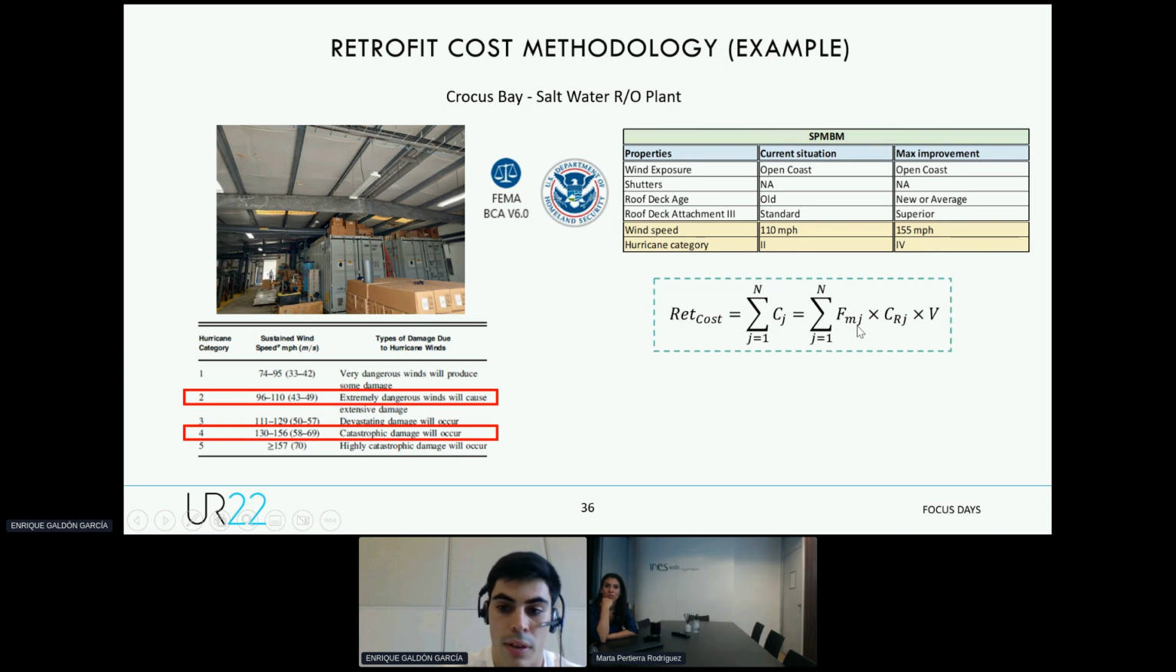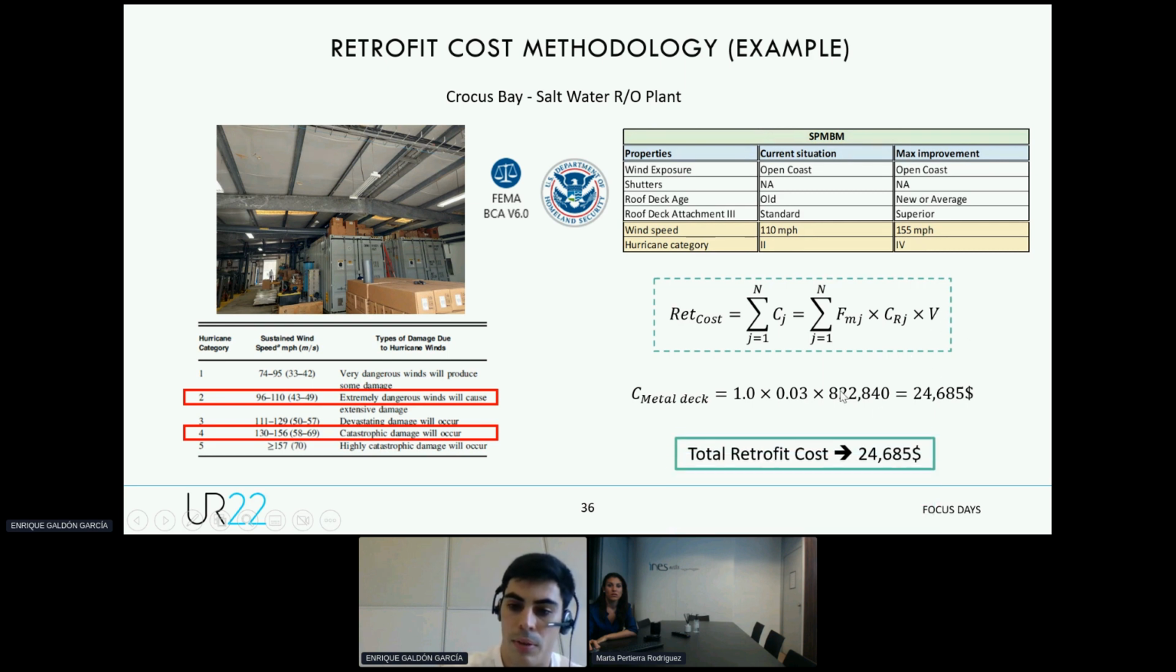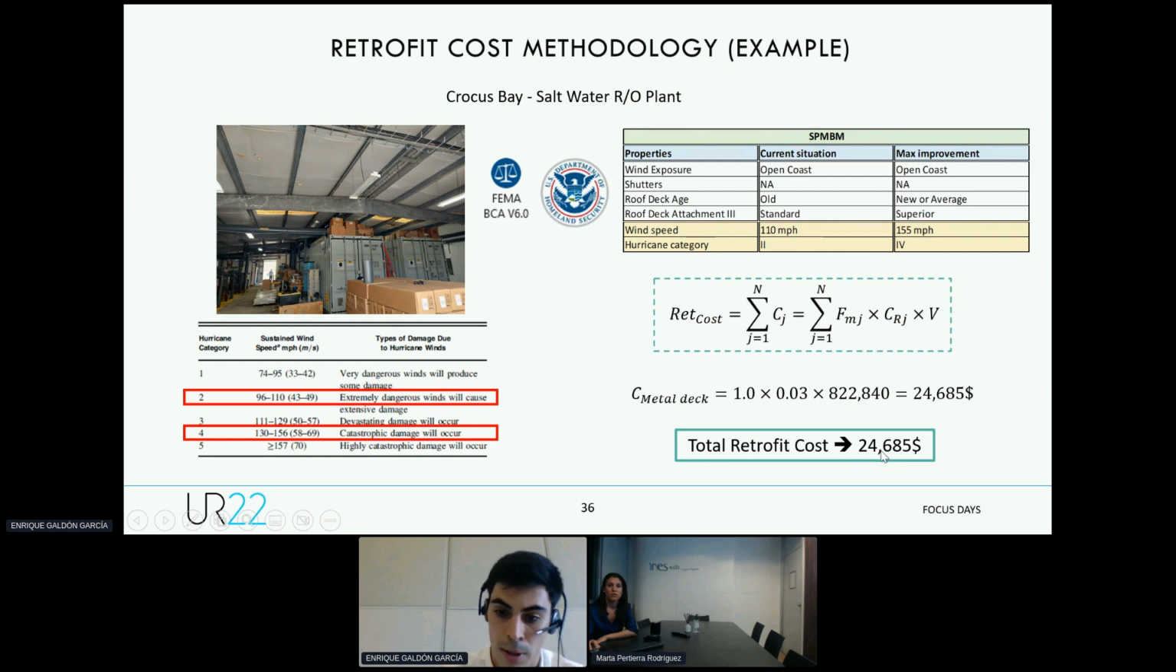Then using this formula, the first factor is the relation between the cost of the measure compared with the cost of replacing the subassembly. This is the cost ratio, exactly the same as I explained before. And finally, we also have the building value. If we change the metal deck, we are changing the whole element, that's why this value is 1. Then we have the cost ratio and finally the building value. So the total retrofit cost in this case is close to $25,000.